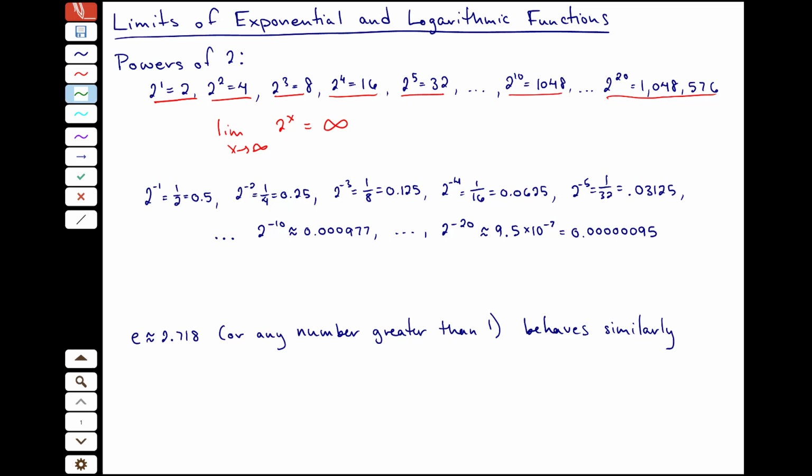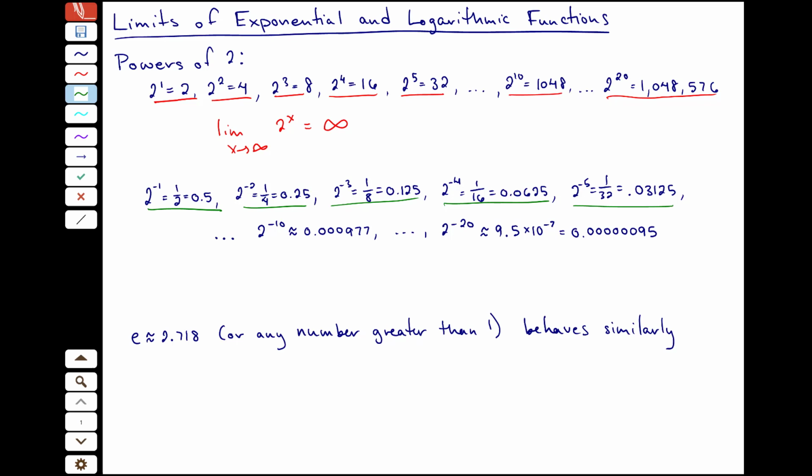So if we start taking negative powers of 2, 2 to the minus 1 is the same as 1/2, which is 0.5. 2 to the minus 2, that's 1 over 2 squared, 1 over 4, which is 0.25. 2 to the minus 3 is 1/8, or 0.125. 2 to the minus 4 is 1 over 16, which is 0.0625. And 2 to the minus 5 is 1 over 32, which is 0.03125.